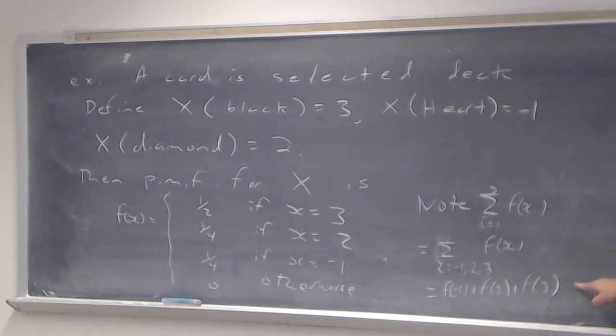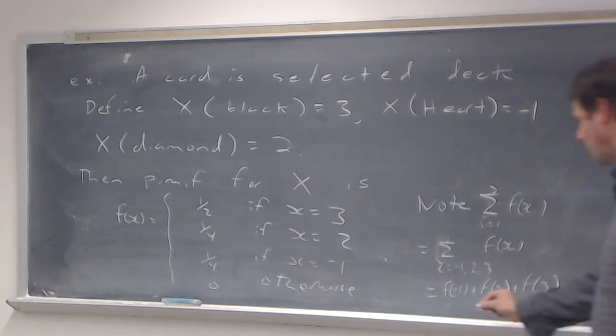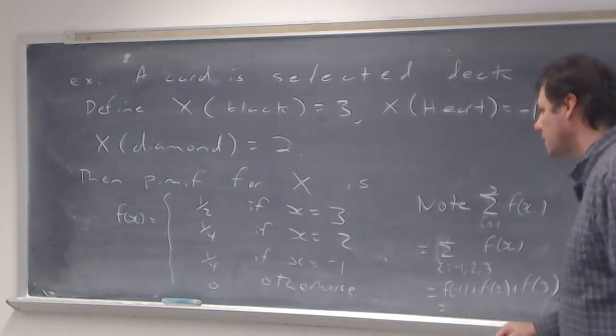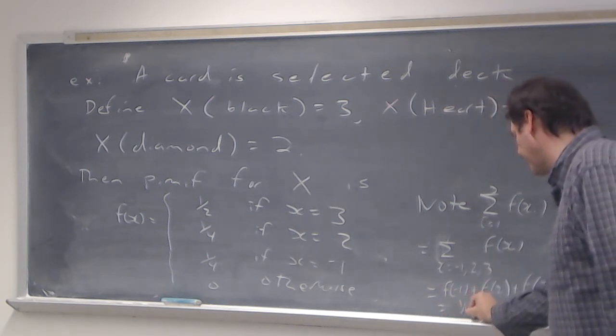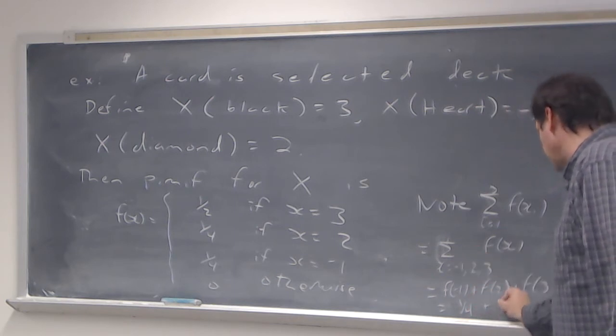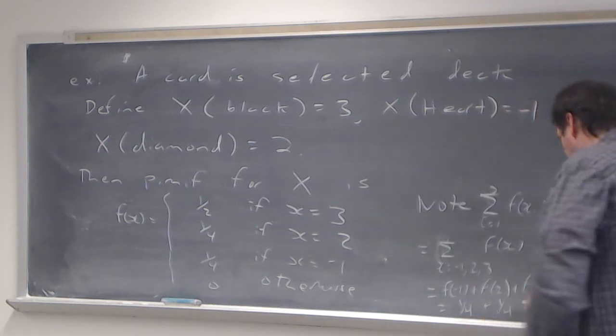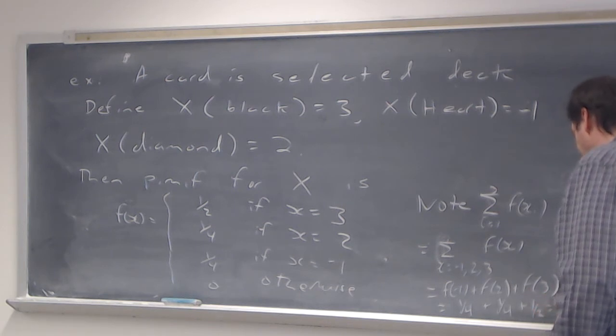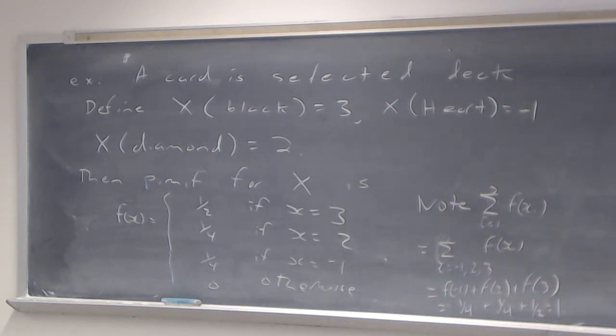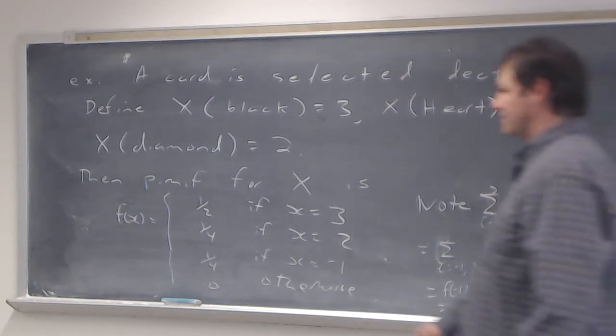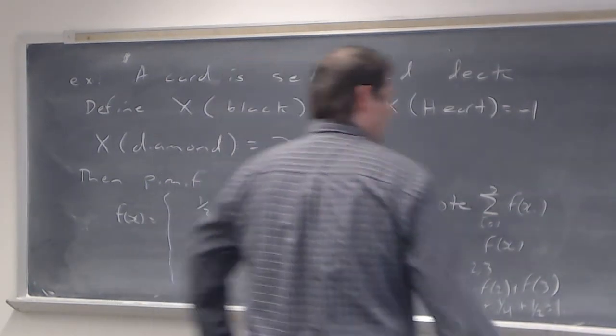And lastly, I think I have room to write that down. F of -1 was 1/4. F of 2 was 1/4. And f of 3 was 1/2. And sure enough, that adds up to 1, which is what the sum should be equal to. So that's an example of a probability mass function for a discrete random variable.